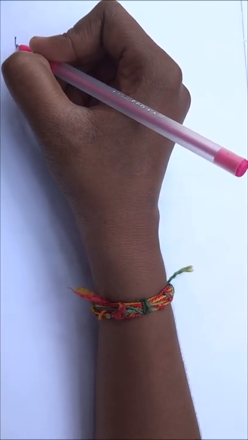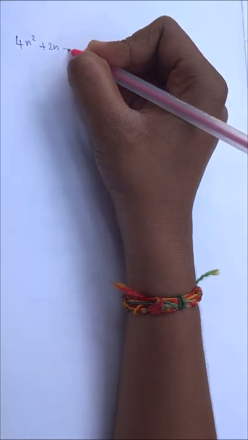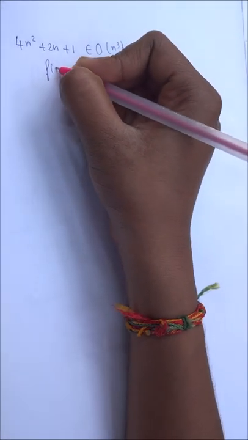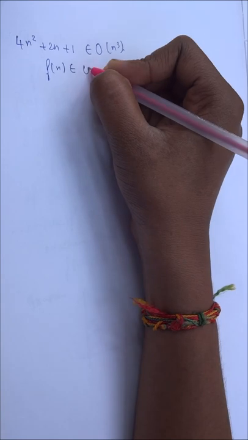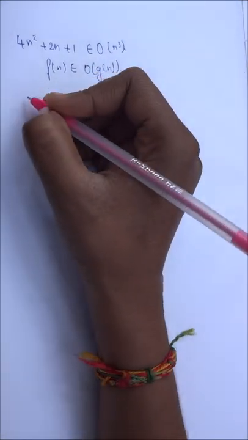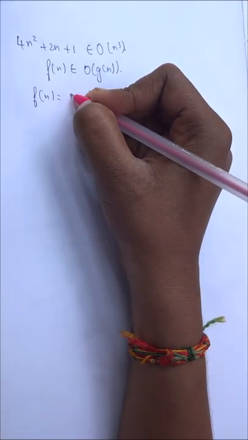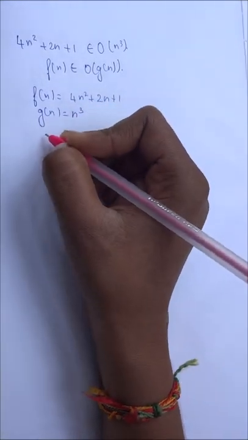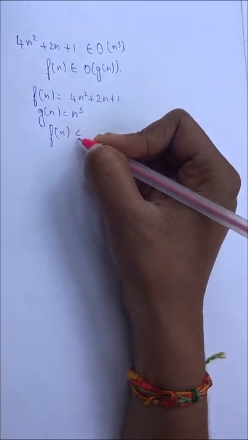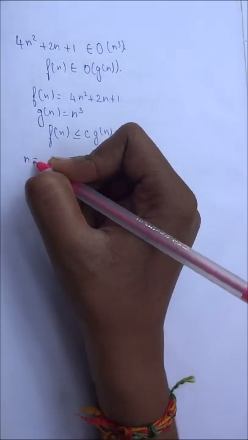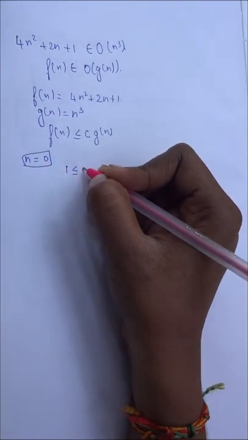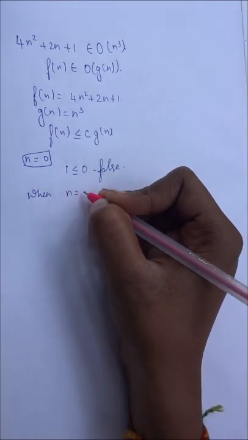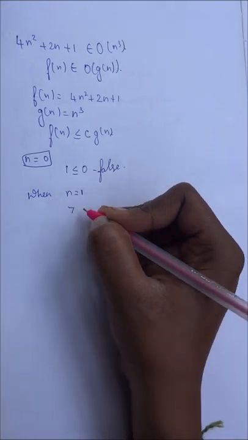Let's see an example. 4n square plus 2n plus 1 belongs to big O of n cube. Compare this with f of n belongs to big O of g of n. So f of n is 4n square plus 2n plus 1, and g of n is n cube. We know that f of n is less than or equal to c into g of n. First let's apply n is equal to 0. We will get 1 less than or equal to 0, and this is false. Then let's apply n is equal to 1. We will get 7 less than or equal to c.